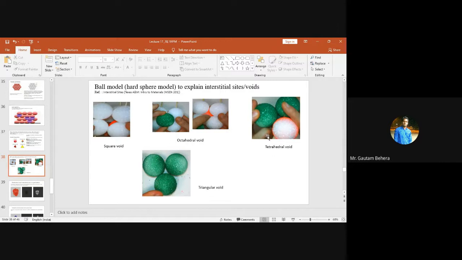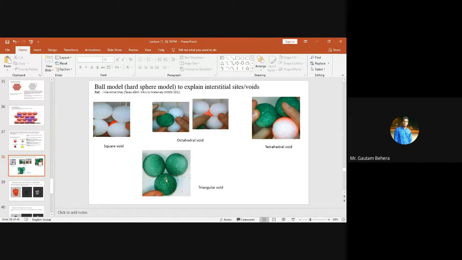What is a tetrahedral void? A tetrahedral void is formed by 4 atoms. Just have a look. This is 1, this is 2, this is 3, and behind that there is a 4. So 4 atoms constitute a tetrahedral void. 6 atoms constitute an octahedral void. So you can place an atom on the top also here. You do not have to place an atom at the bottom. So it will again form a tetrahedral void. Some people call it inverted tetrahedral or upright tetrahedral. It depends upon where the atom will sit, on the top or at the bottom. But 4 atoms will constitute a tetrahedral void.